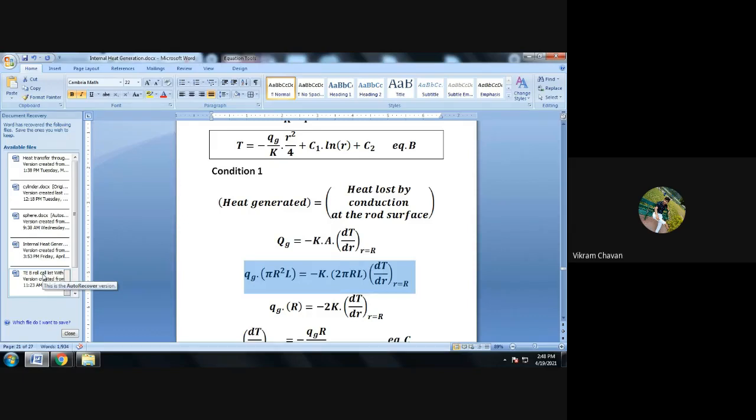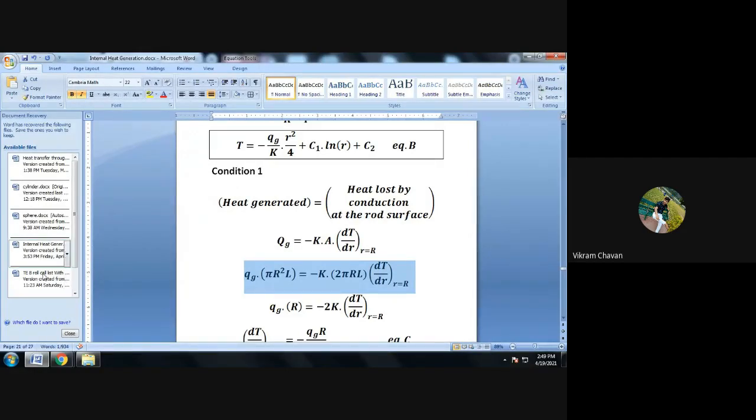Small q suffix g multiplied by, in bracket, pi r square L, is equal to minus k multiplied by, inside the bracket, 2 pi r L. 2 pi r L is the surface area of the rod. Multiplied by dt divided by dr, inside the bracket dt divided by dr at small r equal to capital R.